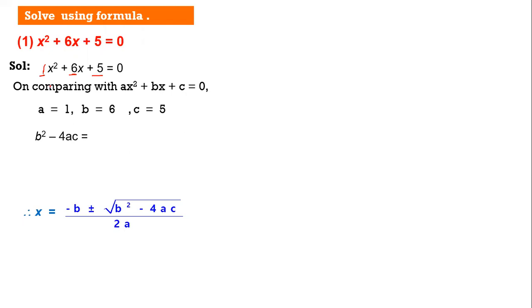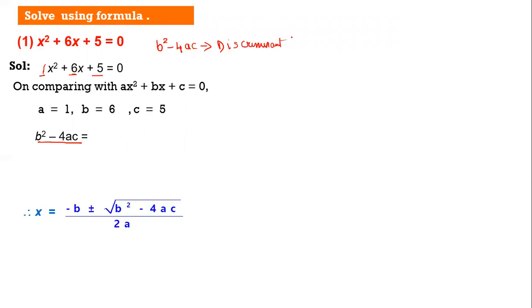Now this b square minus 4ac, now students, this is a very important concept in the further part of the chapter. This is called the discriminant. Remember, this is called the discriminant. I want you to remember this for my further videos. B square minus 4ac is called the discriminant.